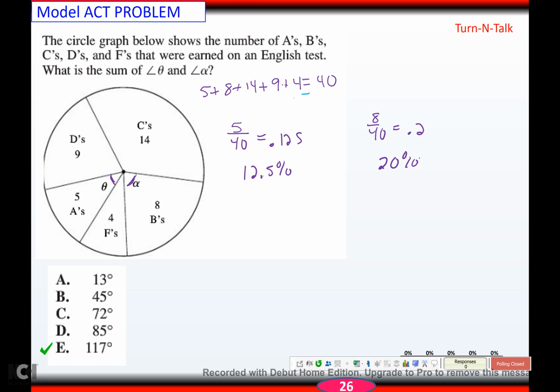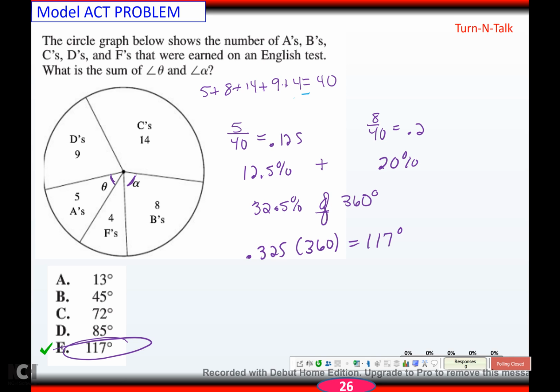Well, we could do this first or second, it doesn't matter. If I add up these percentages, the A's and the B's are taking up a total of 32.5% of 360 degrees. Well, that means times, but I need this as a decimal, so 0.325 times 360 gives me 117 degrees. Okay?